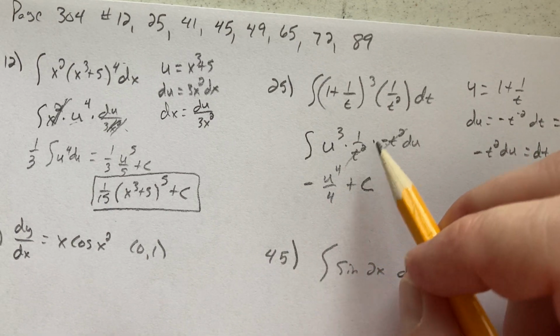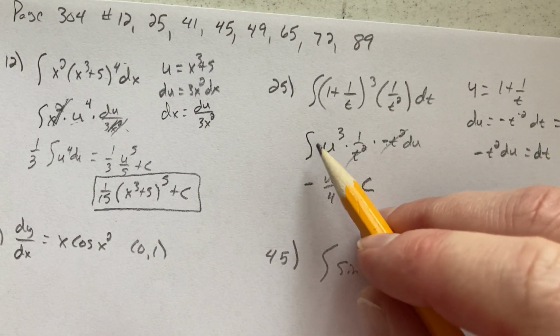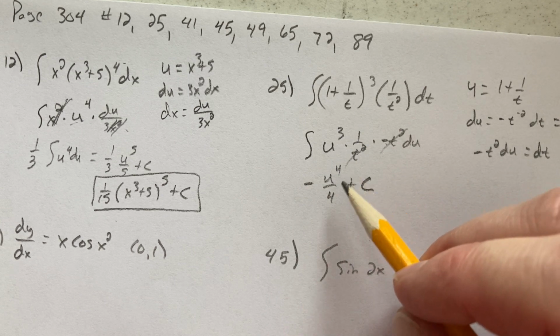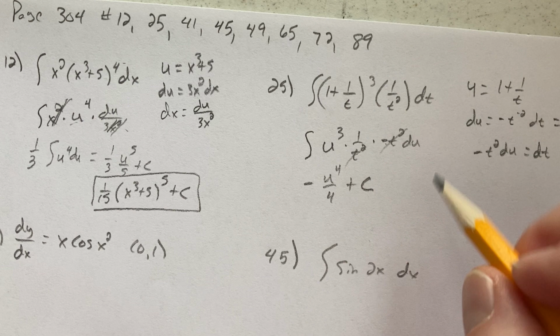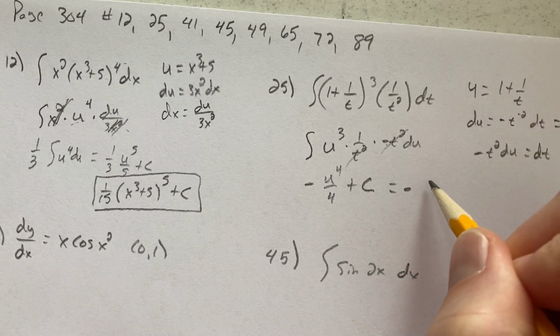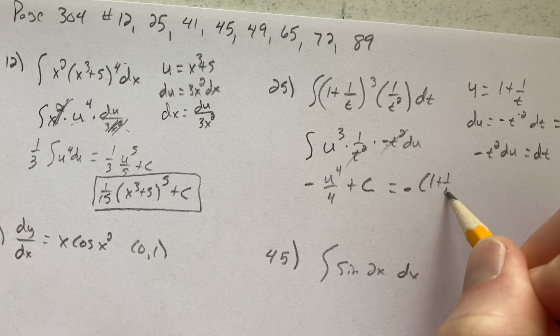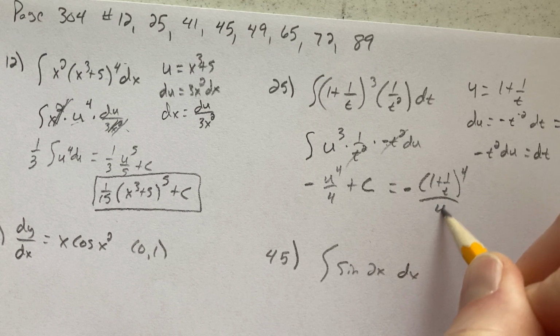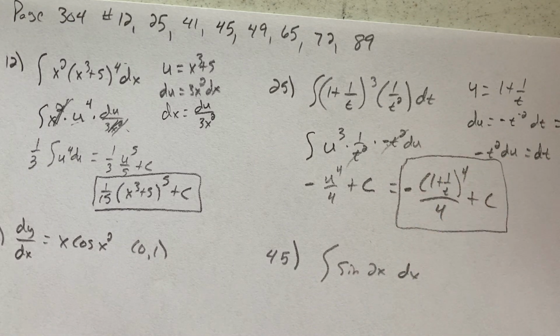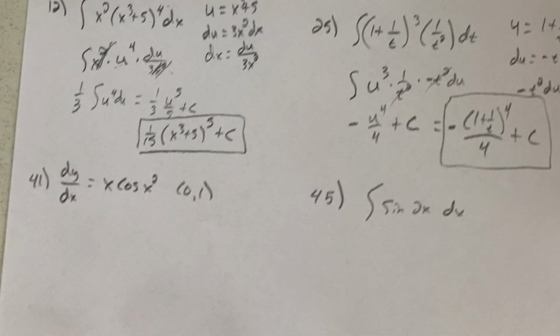So what I did was I took that negative out, and then I said, what would I have left? I'd have u cubed du. So when I integrate that, that goes up to u to the 4th over 4. Almost there. Don't forget to put this back in, this 1 plus 1 over t to the 4th over 4, and then plus c. Once you get the hang of it, these u subs aren't too bad.